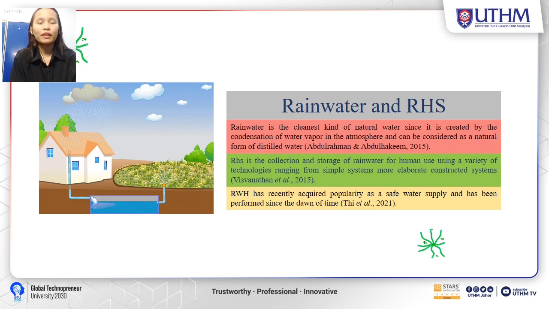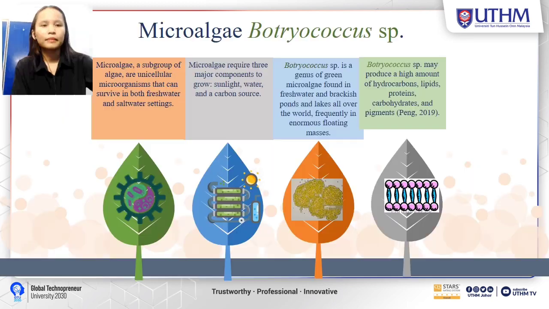RHS is the collection and storage of rainwater for human use using a variety of technologies ranging from simple systems to more elaborate constructed systems. Rainwater harvesting has recently acquired popularity as a safe water supply and has been performed since the dawn of time.